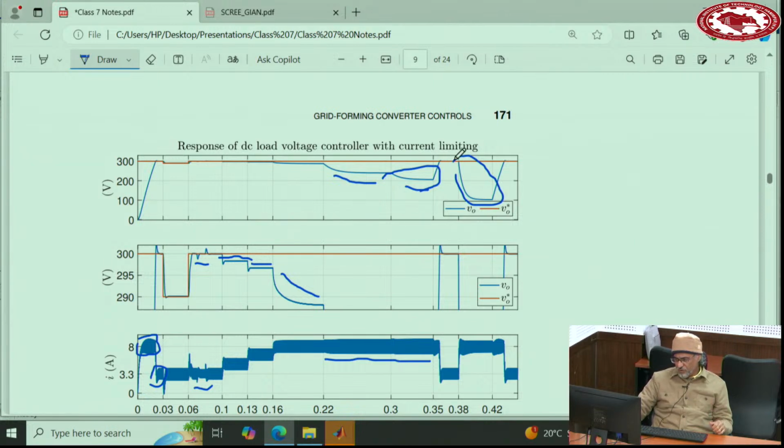So the voltage drops all the way to 100 volts, but the current still is limited at 8 amperes. And then it's removed. When it's removed, again, for some time, it takes for the voltage to build up linearly, and the current is still 8 amperes. Once it reaches that voltage, the current goes back to 3.3. Okay.